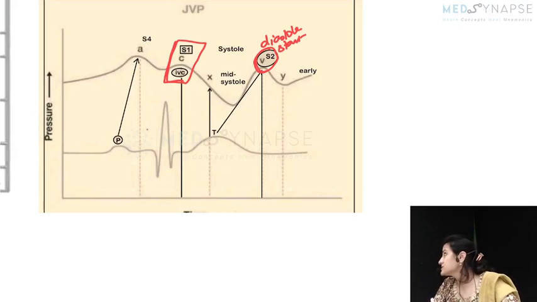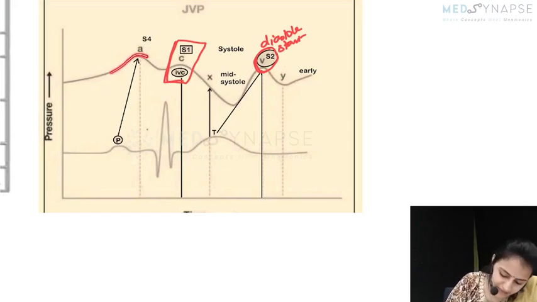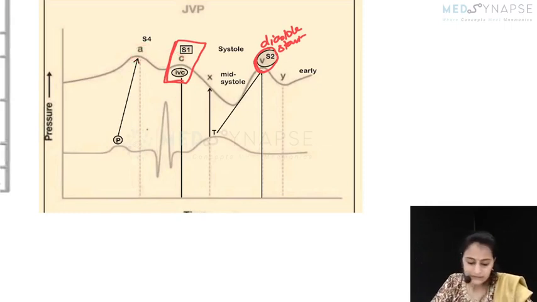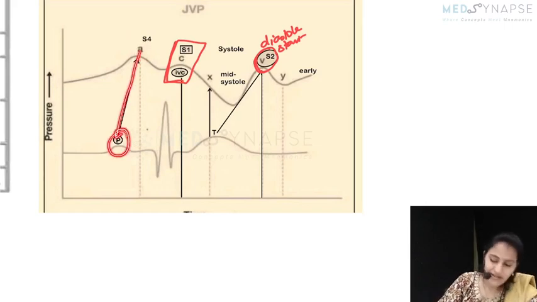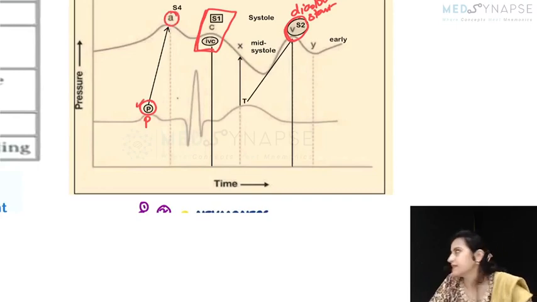When the diastole starts, early diastole, what wave are you seeing first? Y descent. Where is the A seen? Here, before the C. So that is the A wave. Now the A wave is because of atrial contraction. What precedes the atrial contraction? Atrial depolarization. So which wave? P wave. So first the P wave comes, after that the A wave.